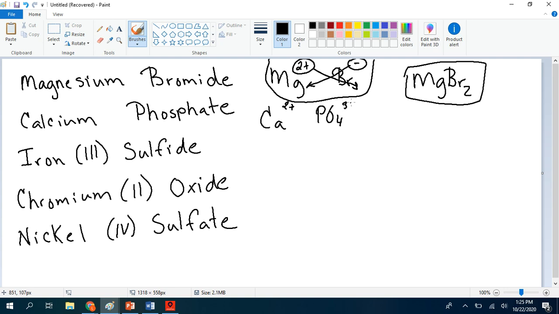PO4 with a -3. All right, so when I'm writing my final answer, remember, these are going to come down and across. So I'm going to write Ca. The 3 is going to come down and across and drop that charge. I'm going to put a 3 there. And then I'm going to write PO4.